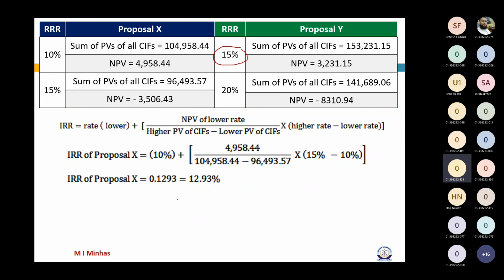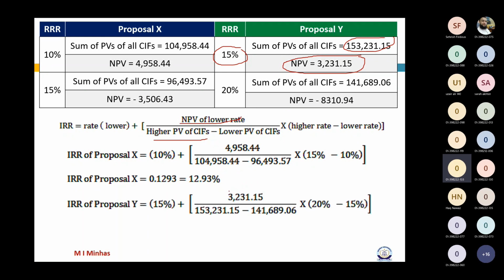15%, that is 0.15. And what would be the NPV at the lower rate? It would be 3231. Okay, what would be the higher present value of cash inflows? We have two cash flows, 153 and one. Very right. So now, by putting in values, 15% would come here, and the difference or change in the rates is 20 minus 15.